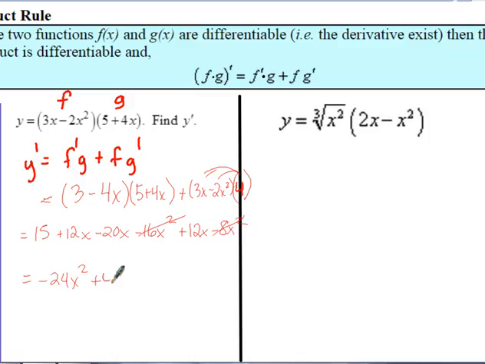Negative 8x. And then, of course, I have my plus 15. So there's my derivative. Again, what does this equation represent?